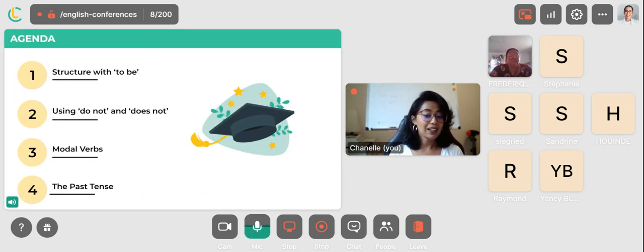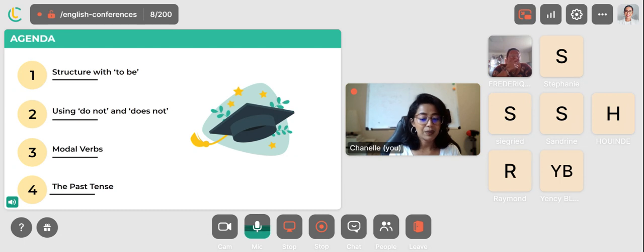Today we are looking at 4 parts. The first one is the structure with to be. Ça veut dire que qu'est-ce qu'on fait avec le négation, avec être. The second will be using do not or does not. Parce que do not, le verbe do, c'est un auxiliaire. Donc, on utilise le verbe do aussi.